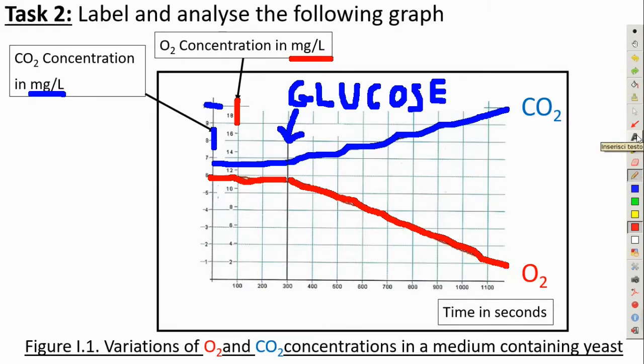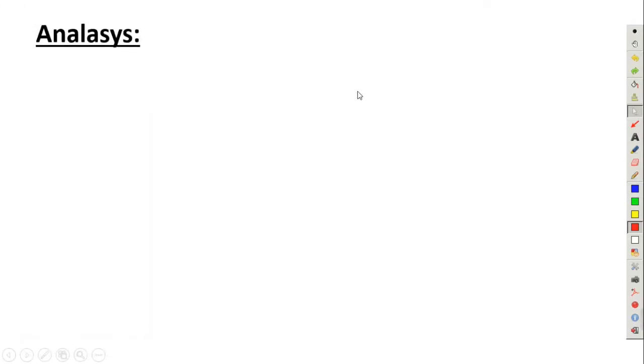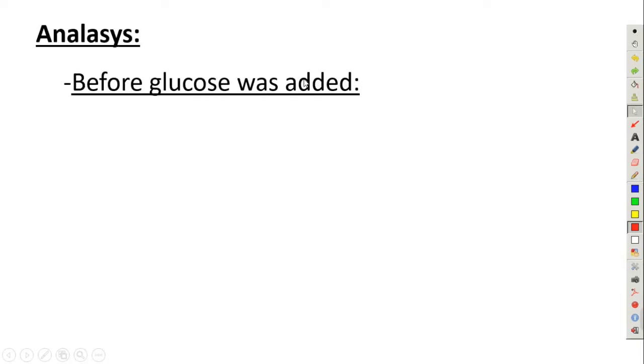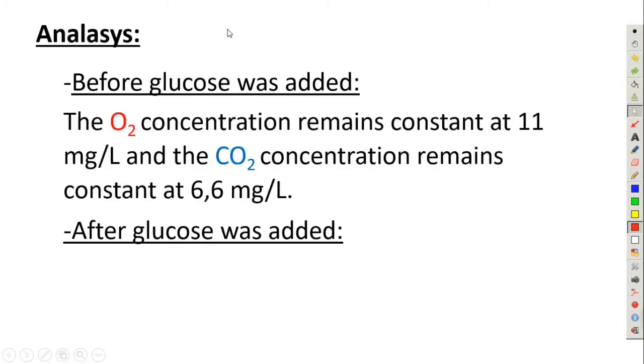That's all for the analysis on the graph. I'm going to move to the next slide so that you can have the detailed elements. As we did it, we split the analysis in two, before glucose was added and after glucose was added. Before glucose was added, we can state the following. O2 remains constant at 11 milligrams per litre and the CO2 concentration remains constant at 6.6 milligrams per litre.